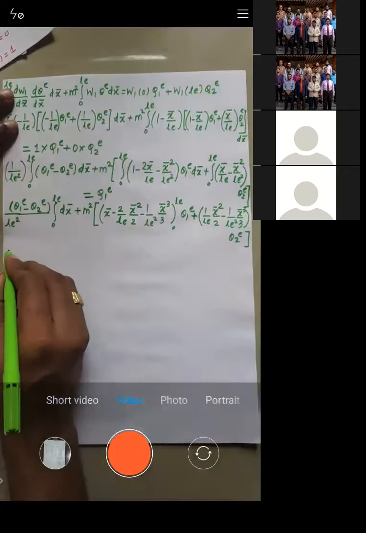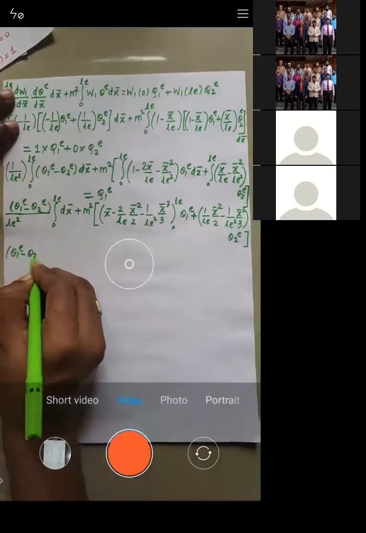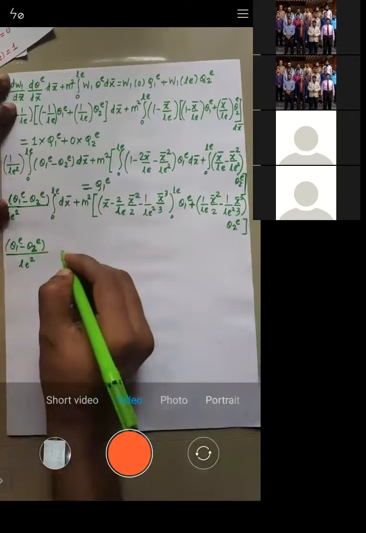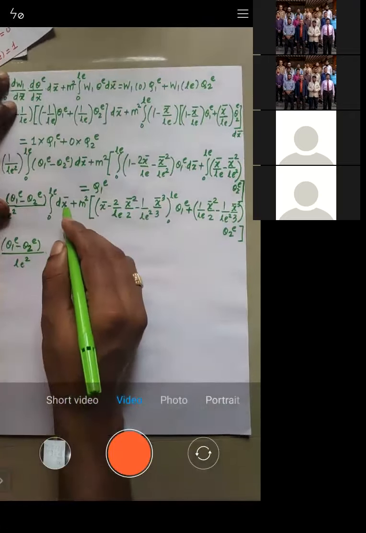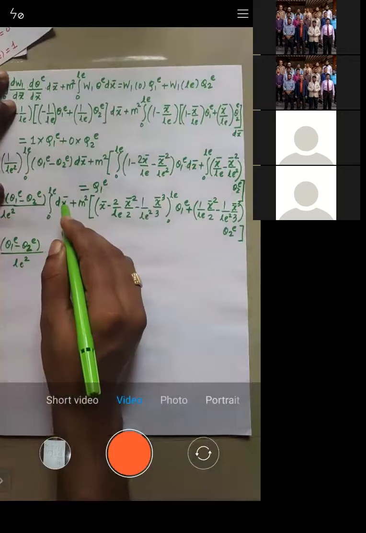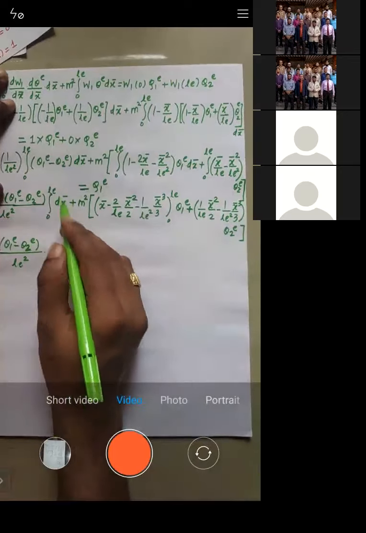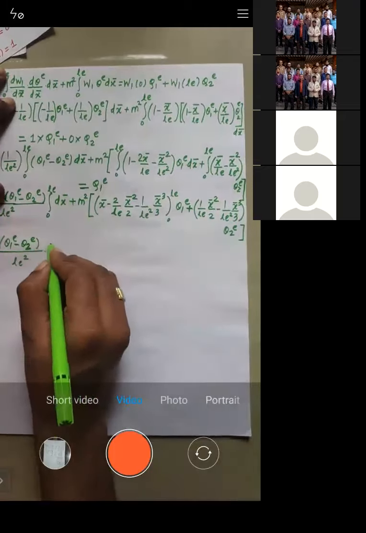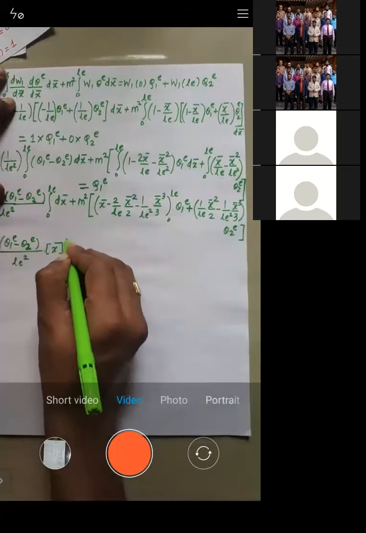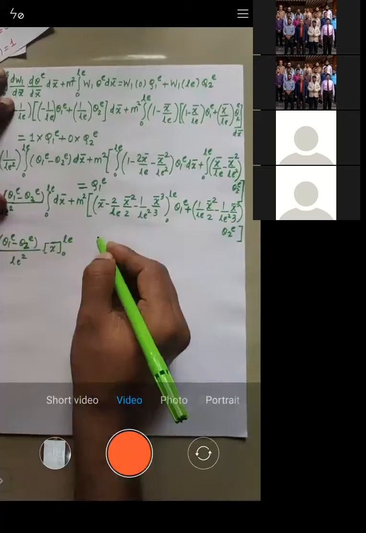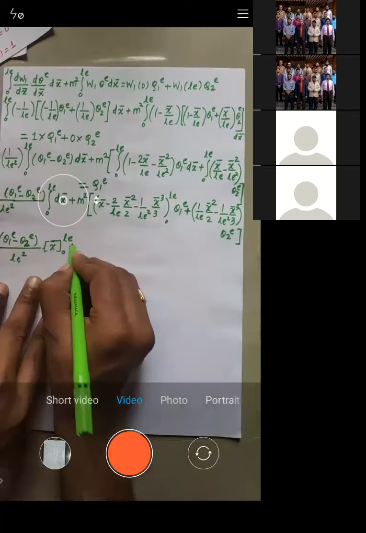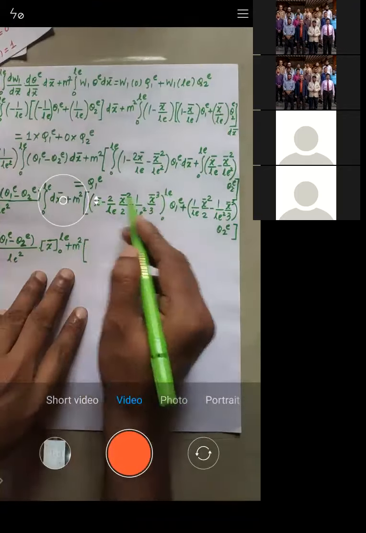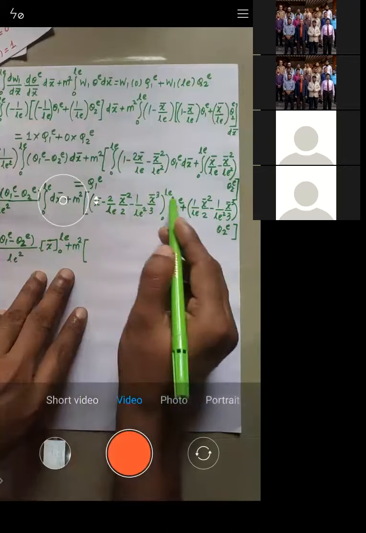So what we'll get is theta 1E minus theta 2E upon LE square. Integration of dx bar is x bar, right? Try to understand. Integration of dx bar is x bar for the limit 0 to LE. That is nothing but, see, if you want, I'll just write down one more step. So it is x bar for the limit 0 to LE, plus m square. Now you put x bar as LE, right? Just put x bar as LE.